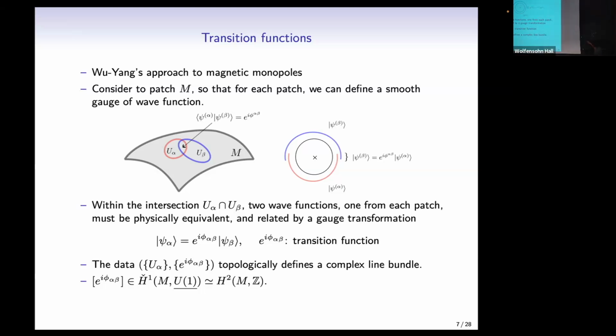But we can patch, so we can split this integral into two regions, let's say M plus and M minus. But when these two patches intersect, A plus, which is the particular gauge choice for the part M plus, and then there's another gauge potential A minus, which is for the other part of M, let's call it M minus. They are related by gauge transformations. So this phi is the transition function I'm talking about.